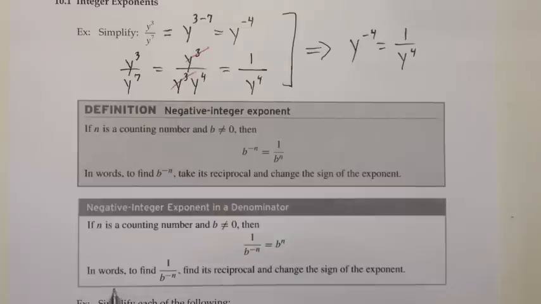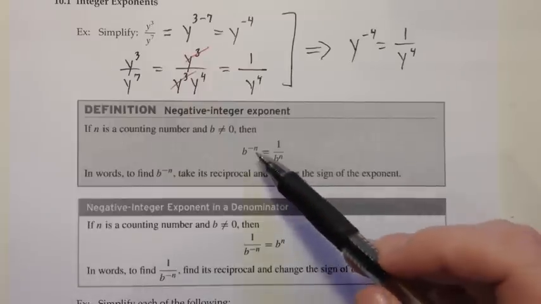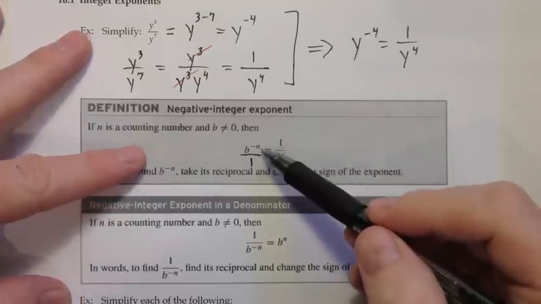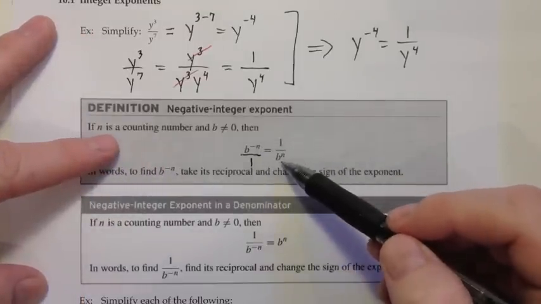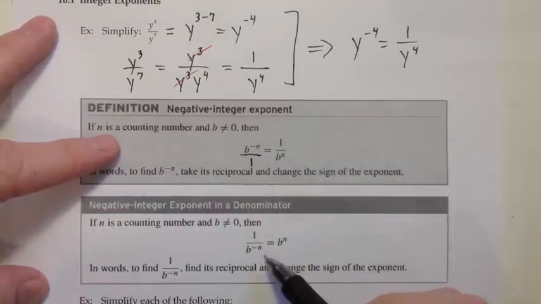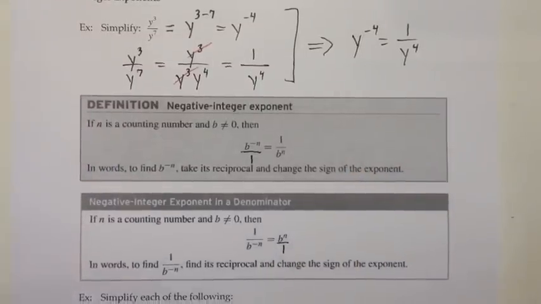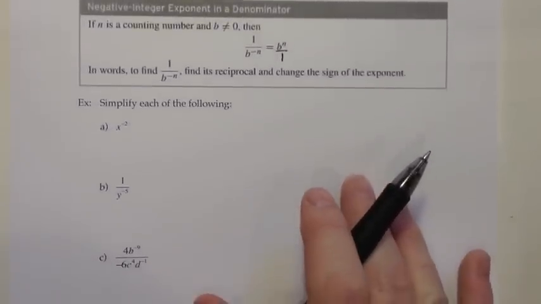So same words, to find 1 over b to the negative n, find its reciprocal, and then change its sign. Notice that's the exact same words both times. So if it's in the top, because you could think of this as b to the negative n over 1, then to get rid of the negative sign you move it to the denominator. If it's already in the denominator, think of this as over 1, then you move it up to the numerator. So let's look at a few examples of that.